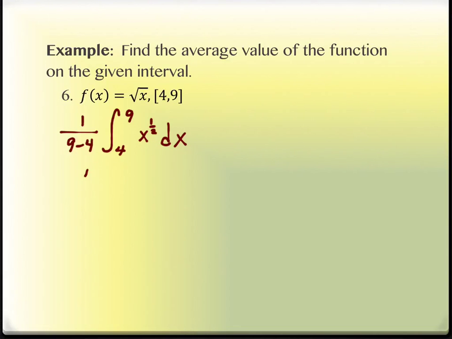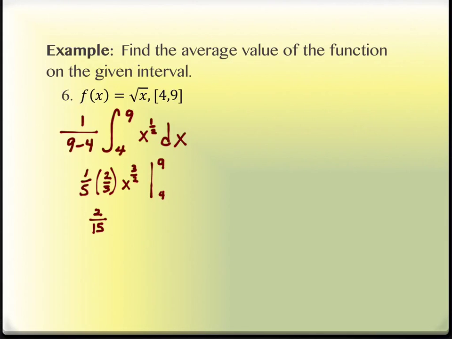All right, this is 1/5 in front. What is the antiderivative of x to the 1/2? Somebody said 2/3 x to the 3/2. All right, so if we add 1 to the 1/2, we get 3/2. If you divide by 3/2, it's the same as multiplying by 2/3. We are evaluating this antiderivative at 9 and 4. Let's say it that way. All right, so in front now I have 2 over 15.